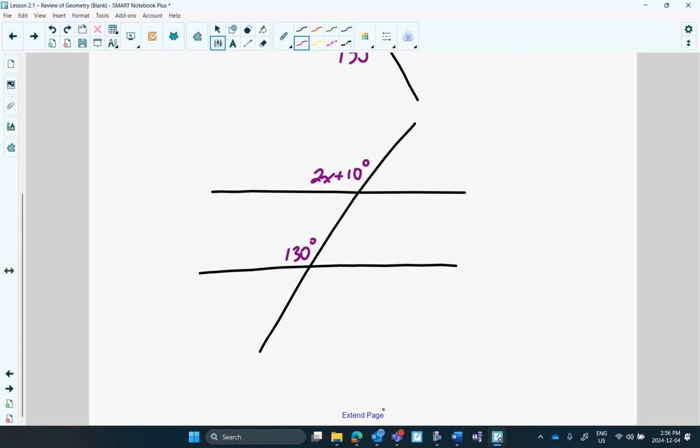What can you tell me about these angles? They're the same. So the 2x plus 10 must equal 130. What's next? Solve. You guys, it's equation solving. Subtract 10 from both sides. 2x equals 120. Divide both sides by 2. X equals 60.